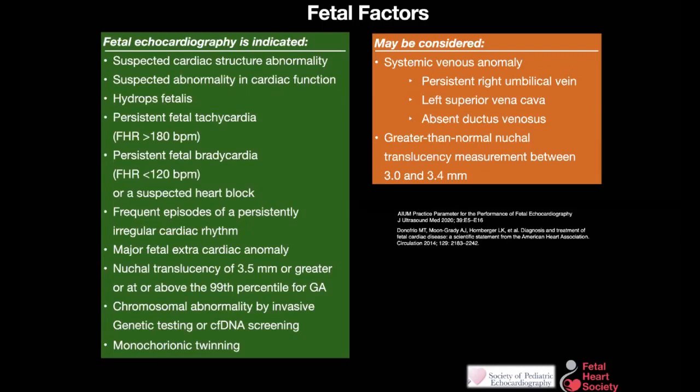Now, fetal echo is reasonable or may be considered with findings of systemic venous anomalies, such as persistent right umbilical vein, left SVC, and even absent ductus venosus, or greater than normal nuchal translucency measurement between 3.0 to 3.4 millimeters.